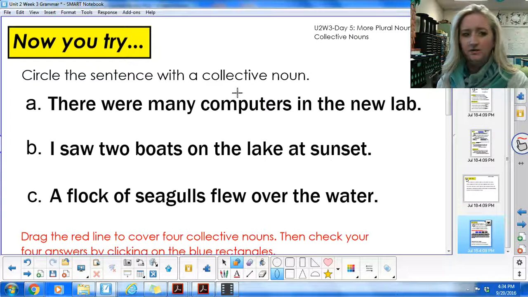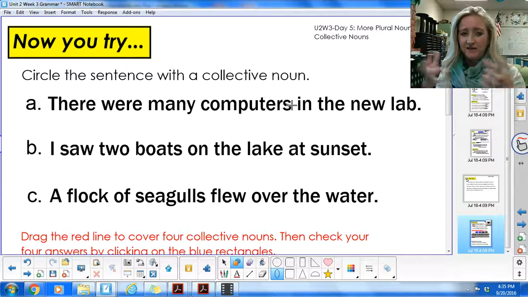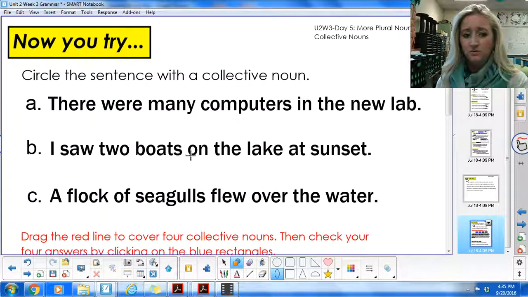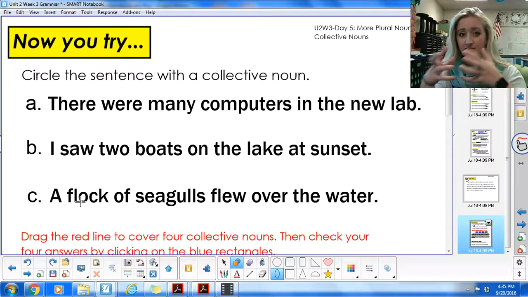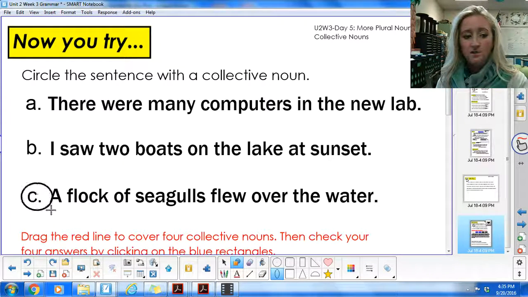So here's how I'm figuring it out. Computers is more than one, but it's not a collective noun because it's not a word for the whole group. It's just a bunch of computers. Boats, same thing. It's more than one, it's plural, but it's not collective. It's not the name for a group. But check out this one. Here we have a flock of seagulls. So that one, this is a collective noun. Flock means that group of seagulls. So all I'm going to do on my page is circle C, or whatever letter is the right answer. So find the sentence that has the collective noun.